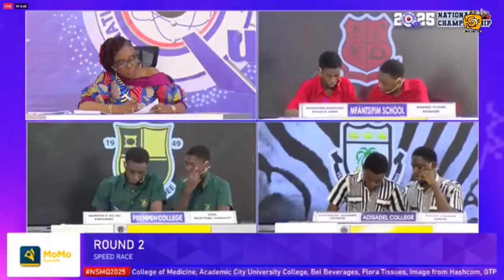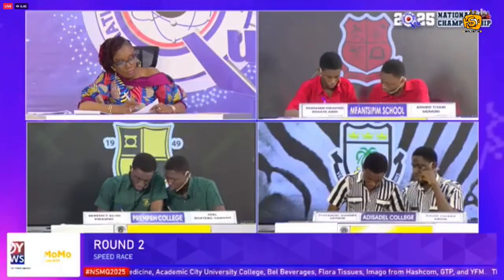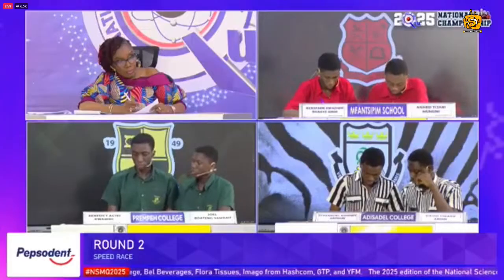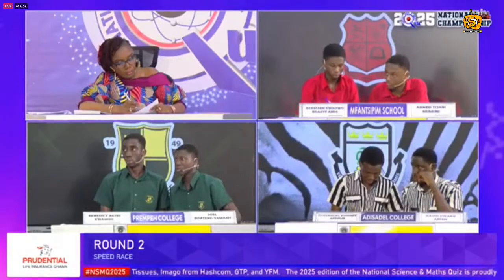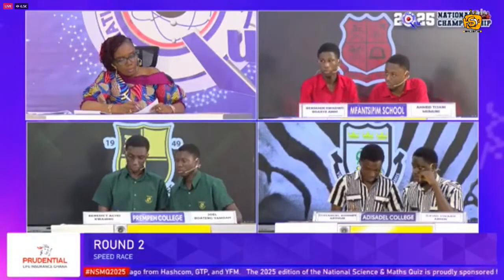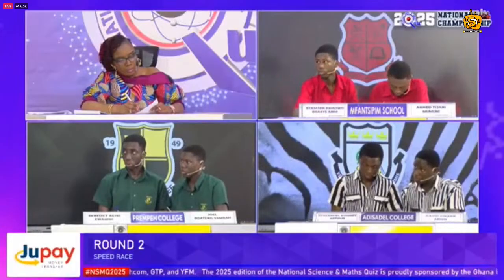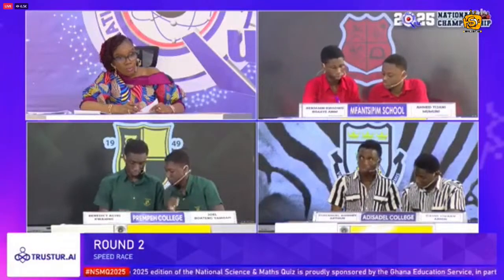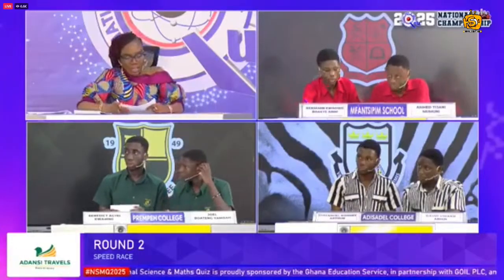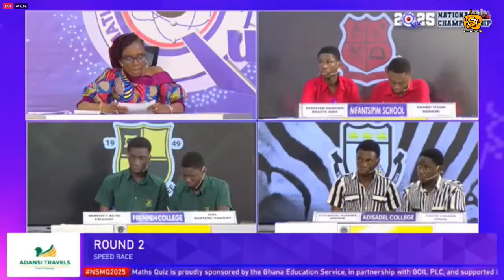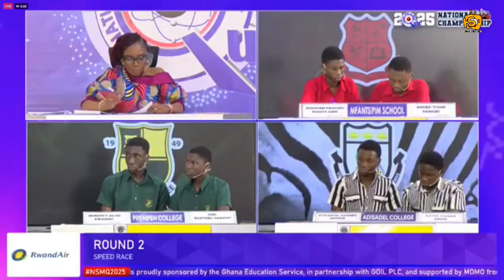Yes, Adisadel College, go ahead. 2.8 by 10 raised to an exponent of positive 7 millijoules per meter cube. That's incorrect. The right answer is 2.8 millijoule per meter cubed.